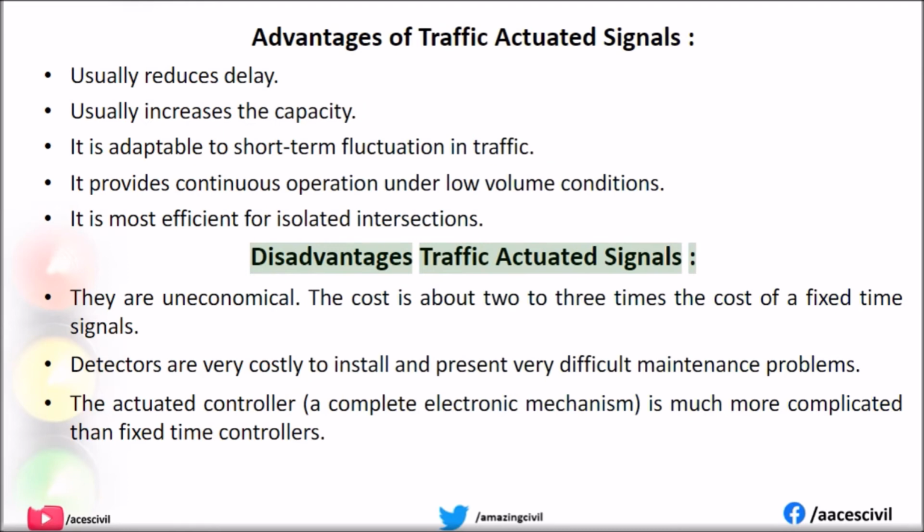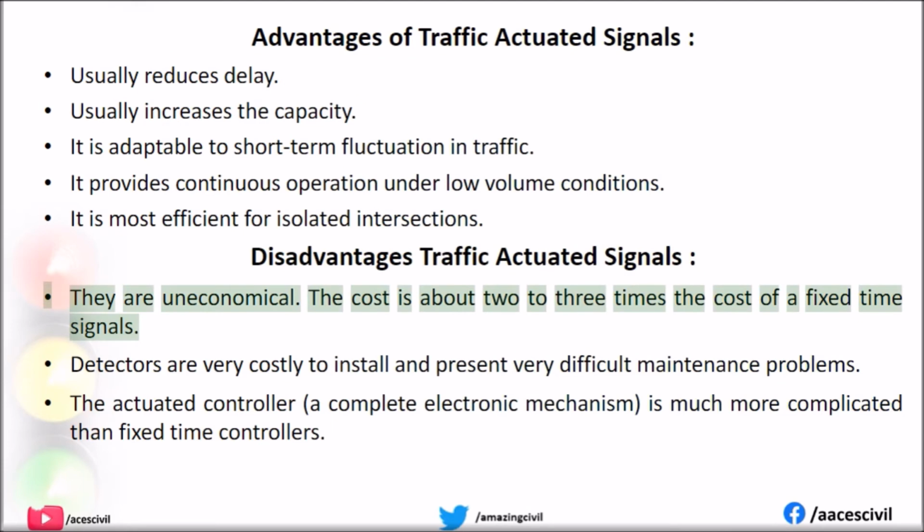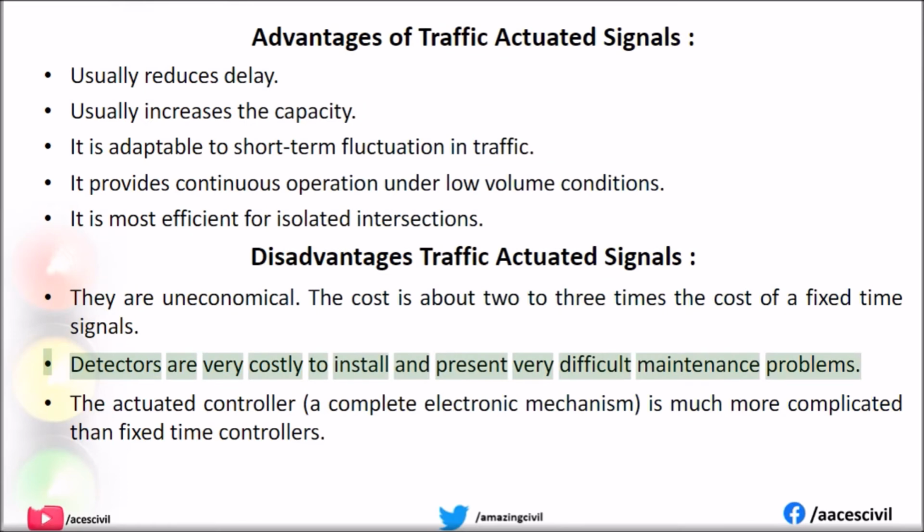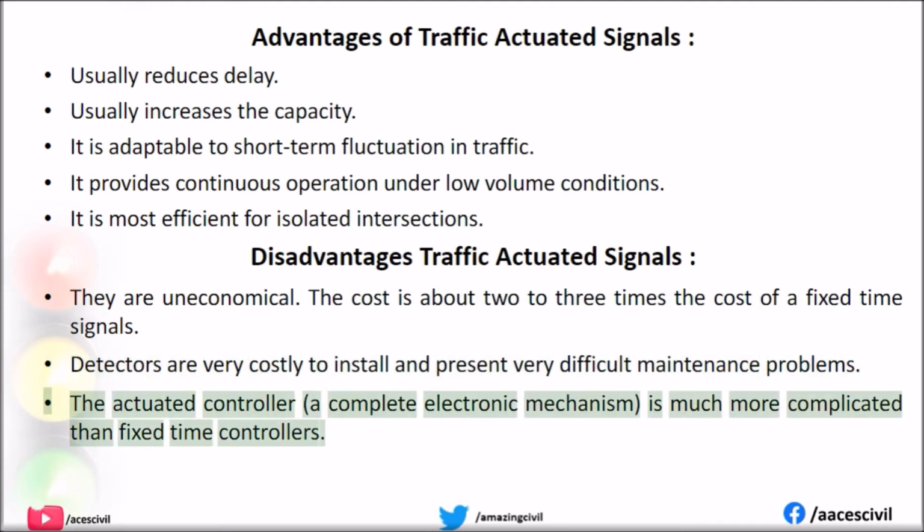Disadvantages of traffic actuated signals. They are uneconomical. The cost is about 2 to 3 times the cost of fixed-time signals. Detectors are very costly to install and present very difficult maintenance problems. The actuated controller, a complete electronic mechanism, is much more complicated than fixed-time controllers.